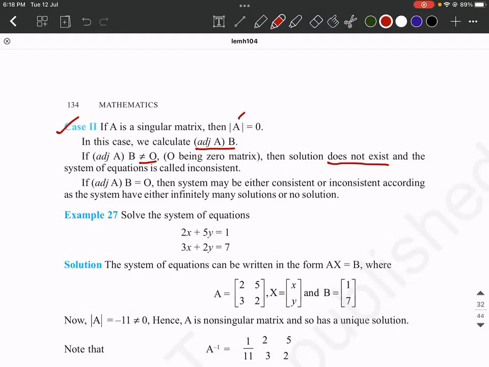Suppose adjoint of A into B is equal to 0. When is this applicable? Only when A is a singular matrix do you do this test. Or else what will you do? You will directly proceed with A inverse into B. Okay, if adjoint of A into B gives you a 0 matrix, then the system may be either consistent or inconsistent, according as the system has either infinitely many solutions or no solution. So make a note of this.